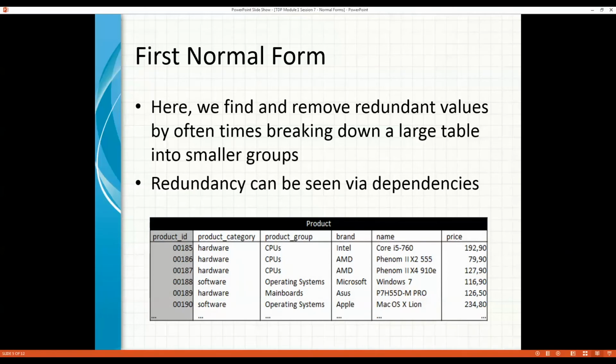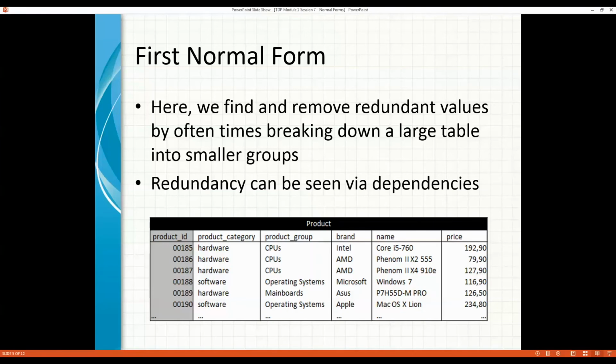First, we'll discuss the first normal form. The first normal form has a main focus of taking away any redundancies that are seen throughout the table. You find and remove redundant values, oftentimes simply by breaking a large table into smaller ones. In this example, we see the values as they are constantly repeated. In product category, hardware is repeated 4 times, while software twice. Product group, we see CPUs repeated 3 times, operating systems repeated twice. Brand, we see AMD repeated twice. And then after that, we have more specific unique values.